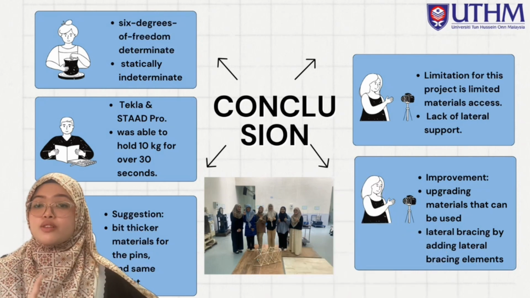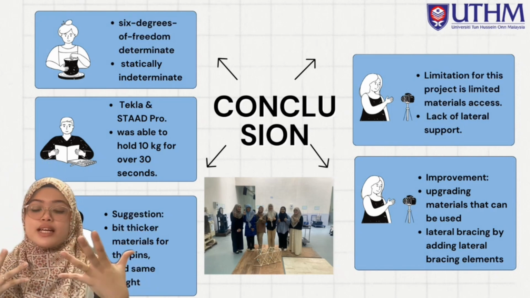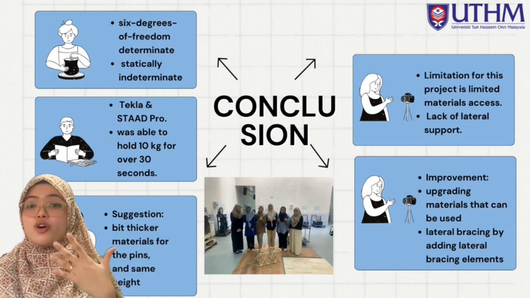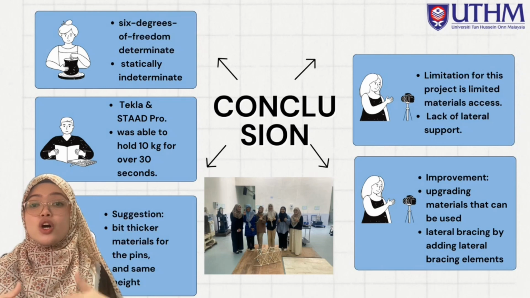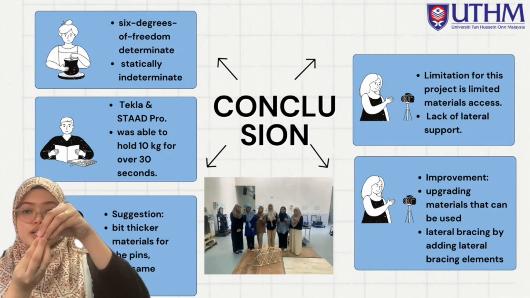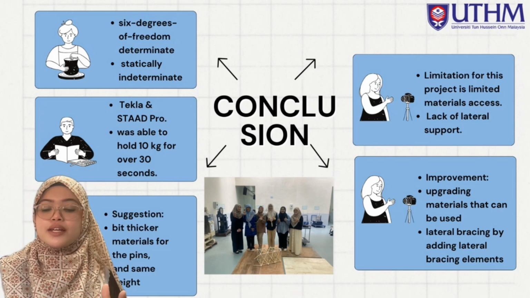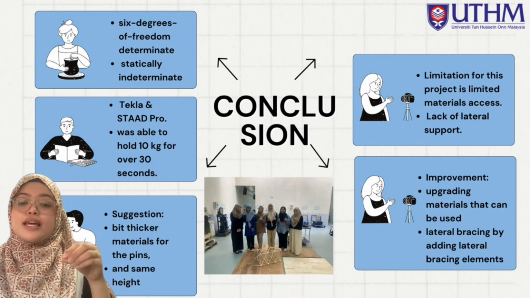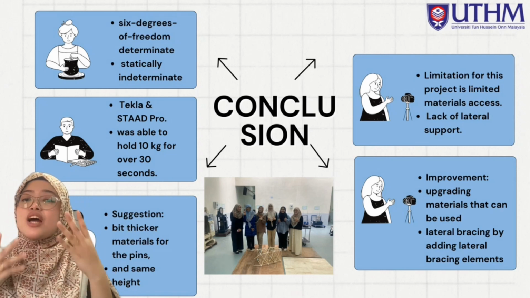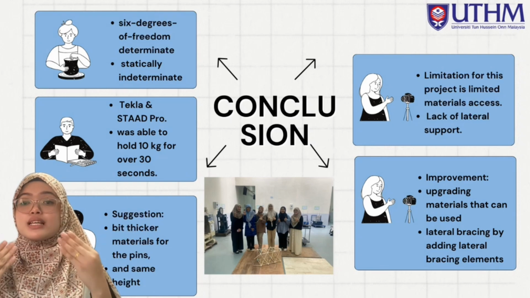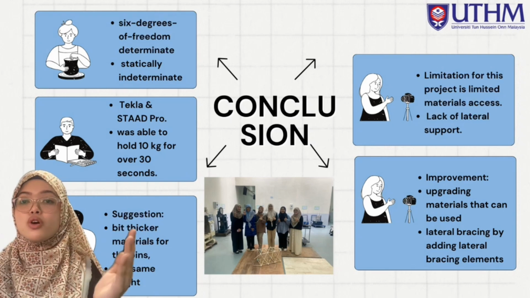Our suggestion for this tower is to use a bit thicker material for the pins, such as a hot glue gun at the bottom first and then use the soft clay or use the hard clay. Other than that, we should measure to get the same height. As you can see, it only has 4 columns. To sustain more load, we have to put more columns at the bottom.